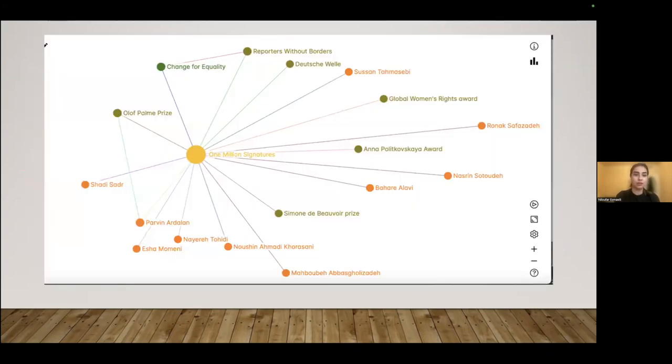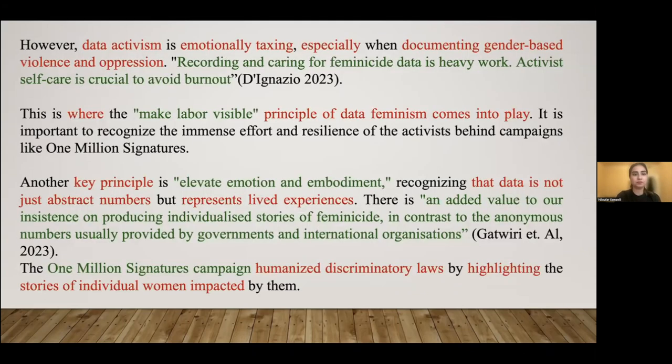Here you can see the main node of this campaign and all the connected factors: people, awards, websites. And we all know that data activism is emotionally taxing, especially when documenting gender-based violence and oppression.